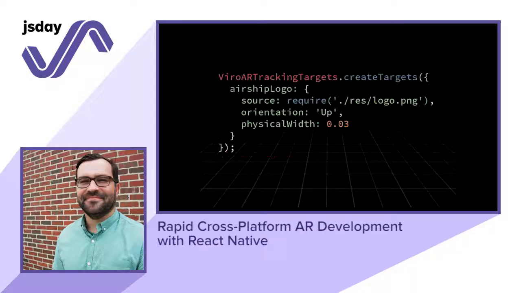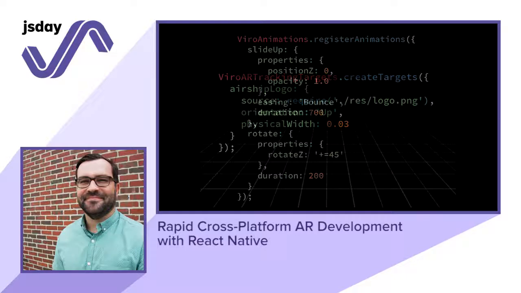So to create that target, the image that we're looking at, Viro provides a create target method, and we're just calling it Airship logo. I literally just uploaded the PNG file of our logo, and then we also give it the physical width of the general size of what it's looking for, as well as the orientation, so it's going to be pointed up, not flat on the ground.